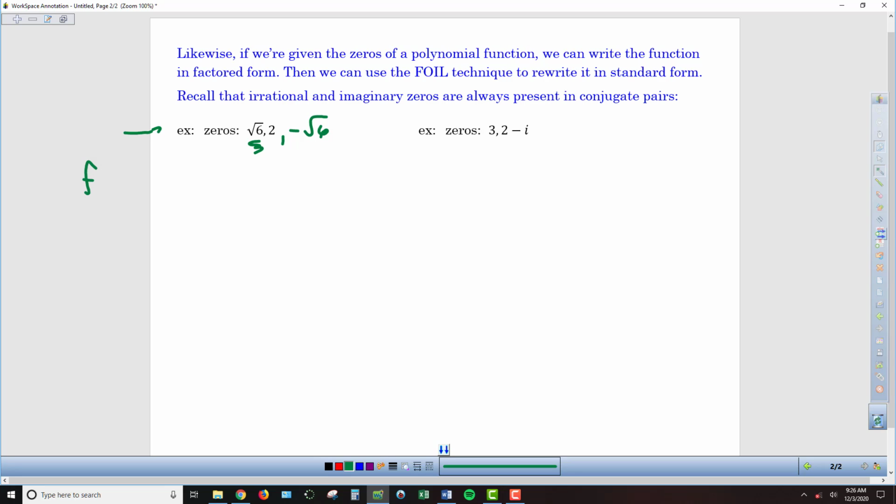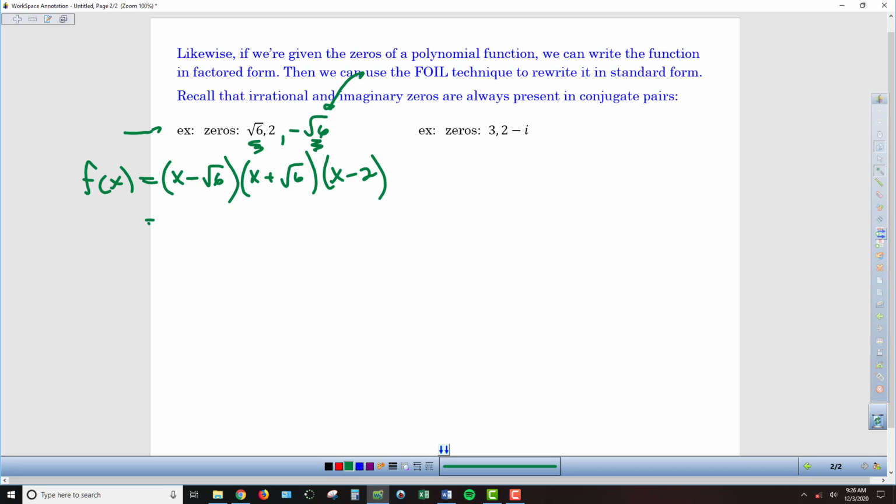So if we wanted to write the equation for this function to start off in factored form, well, we can say x minus root 6. It's always x minus whatever the 0 is. And then I'm going to use this one next. x minus negative root 6 becomes x plus root 6. And then finally, x minus 2. So those are my three factors. So even though there are only two listed, this one is implied based on the nature of these irrational zeros.